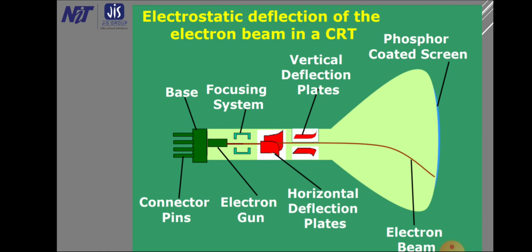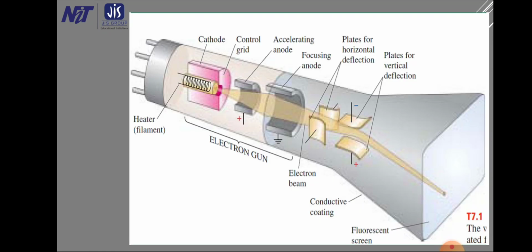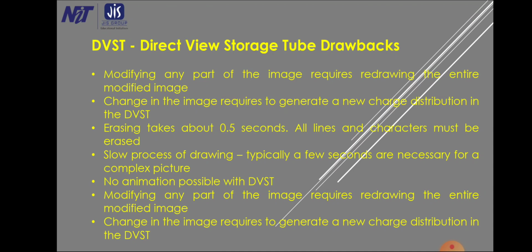If you look now, the horizontal deflection plate is just like in case of electron beams. This is in detail the diagram. Here all the parts which are involved in the display are shown: heater, cathode ray, control grid, accelerating anode, focusing anode, plates for horizontal deflection, and the vertical deflection of the electron. Each and every part is shown.